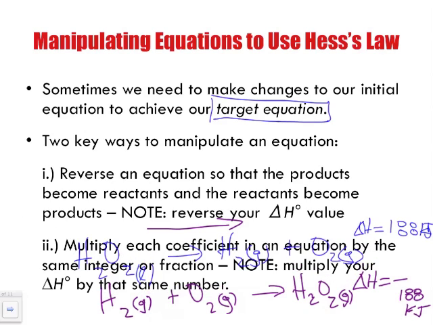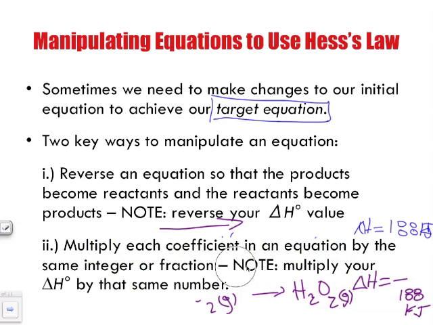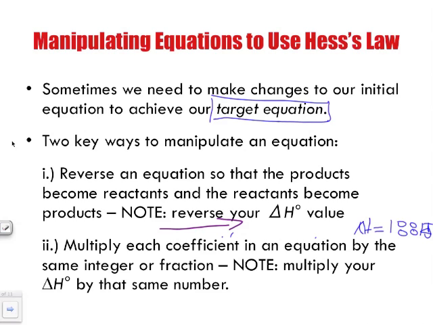And the last step is you might need to multiply each coefficient in an equation by the same integer or fraction to make the equation suffice, right? Because all of a sudden, you might be dealing with initial equations that are dealing with 1 mole of a substance. But if you look at your target, it might actually increase by 3 moles, right? So in other words, your change in enthalpy will also change by a factor of 3. And again, you'll understand what I mean when we deal with this next sample problem.